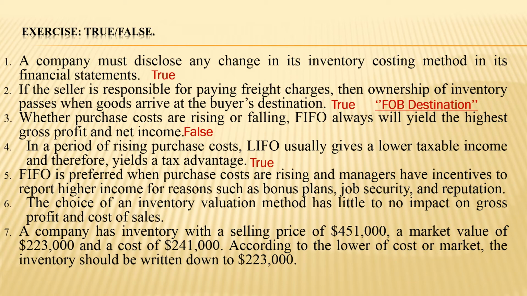Number 5. FIFO is preferred when purchase costs are rising and managers have incentives to report higher income for reasons such as bonus plans, job security, and reputation. Okay, let's see. When purchase costs are rising, this means that when calculating the cost of goods sold, I will use the costs that were the lowest, that were in the past. So this will yield those costs and automatically the highest net income.